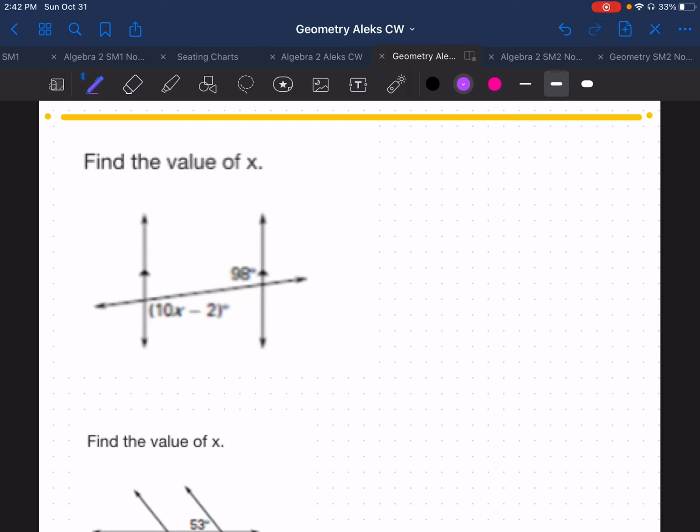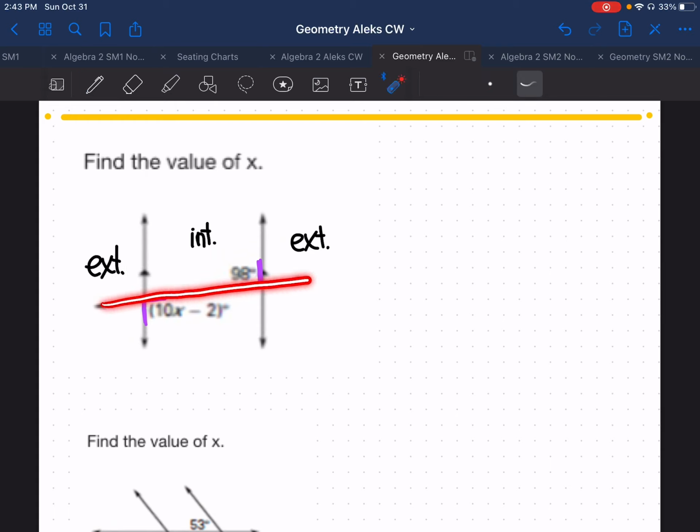So you're going to look right here at this angle, which is where 10x minus 2 is, and then this angle right here, which is where your 98 degrees are. You have to recognize what kind of angles these are. They are both interior. And so you just have to decide, are they same side or are they alternate? Are they on opposite sides or are they on the same? Well, they're on opposite sides, so that makes them alternate.